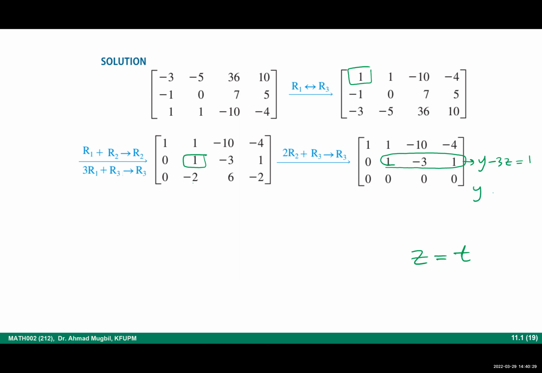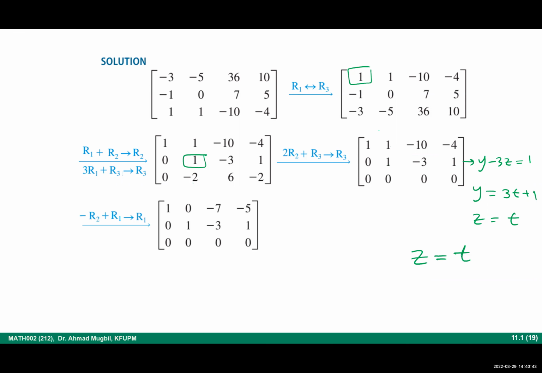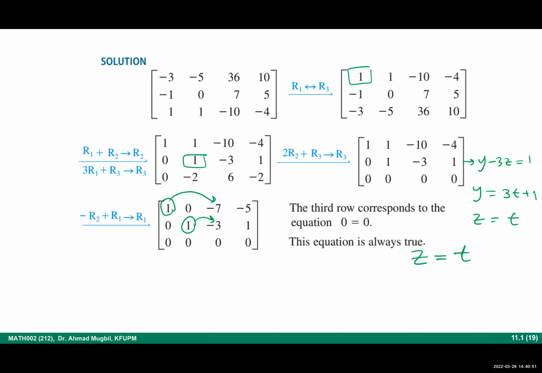So you will have y equals 3t plus 1, and z is t. But for this one, to make it easier, you can multiply the second row by -1 and add it to row number 1. Why did we do that? Just to have y in terms of z, and also x in terms of z. This is, of course, just if you want to find the form of the solutions.